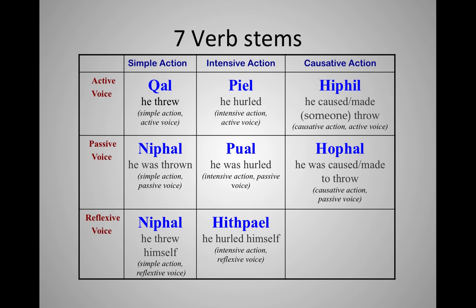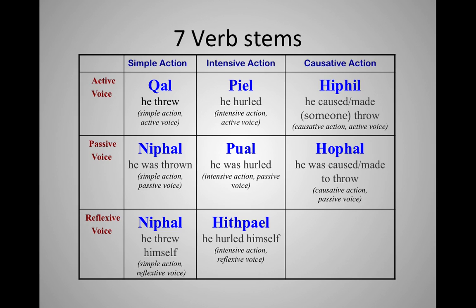Thirdly, we have what's called causative action. Causative action simply means that there's a causative force that's making the action happen or that's being acted upon. So a basic entry into seeing causative action work is this basic sentence: he caused someone to throw a ball. So I could say the umpire made the pitcher throw a ball.